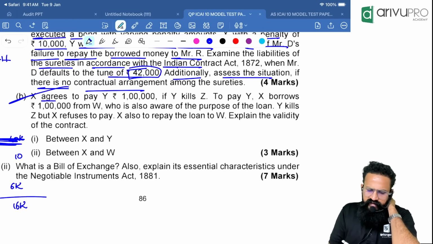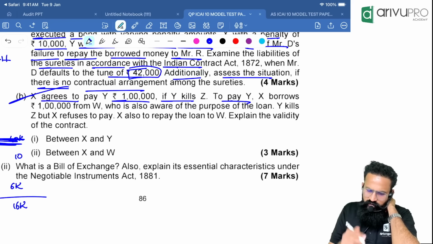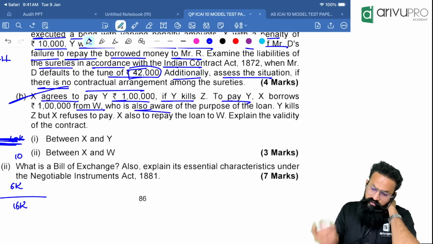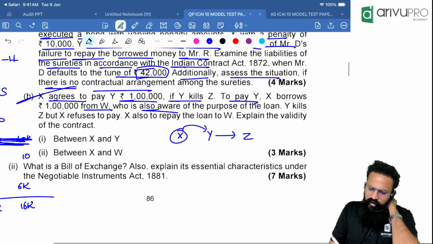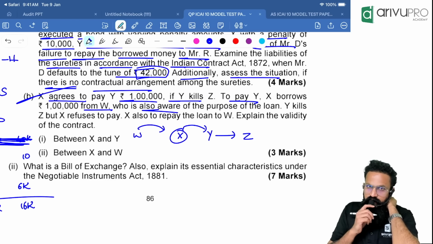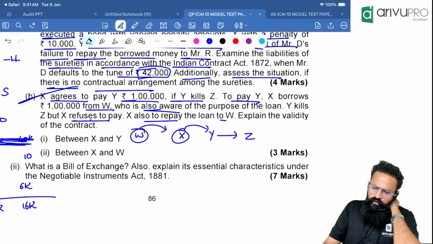Simple one. X agrees to pay Y 1 lakh rupees if Y kills Z. To pay Y, X borrows 1 lakh from W, who is also aware of the purpose of the loan. So X agreed to pay Y if Y kills Z, and X has borrowed money from W, who is also aware. Now Y kills Z, but X refuses to pay. X also has to repay the loan to W.